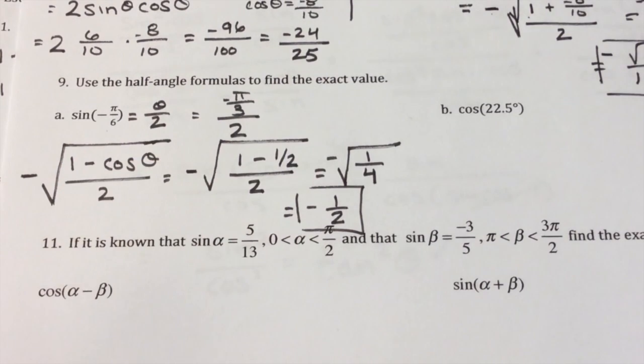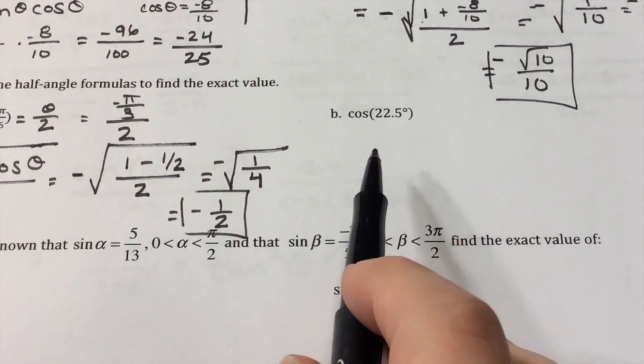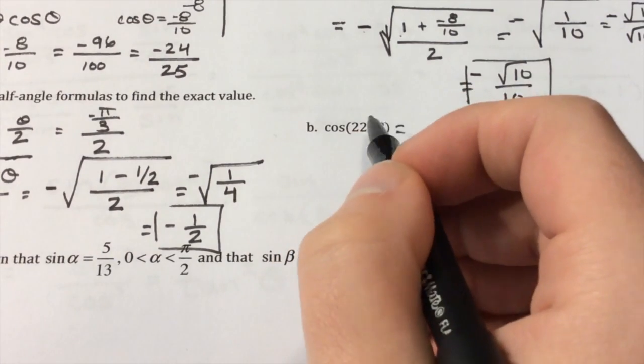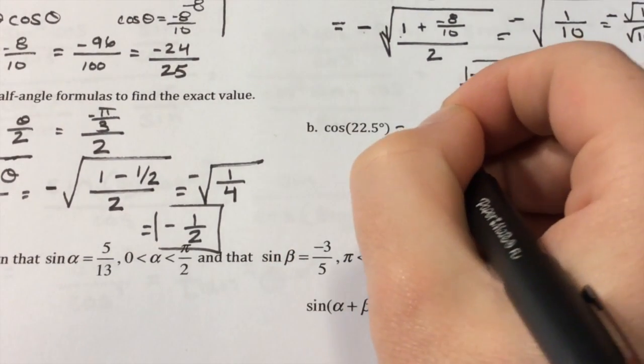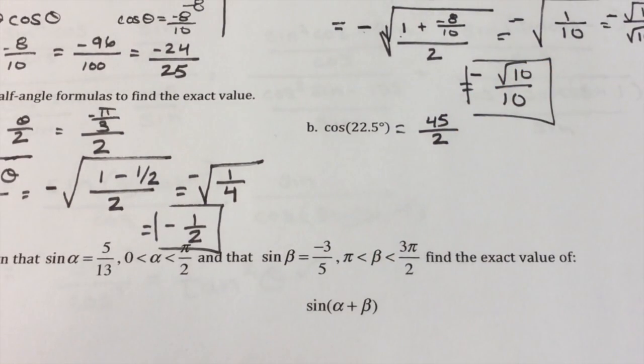Which makes sense, because what is the sine of negative pi over 6? Negative 1/2. So our algebra works out. So the cosine of 22.5. What half of what angle is 22 and a half? That's 45 over 2. So we look at our formula.